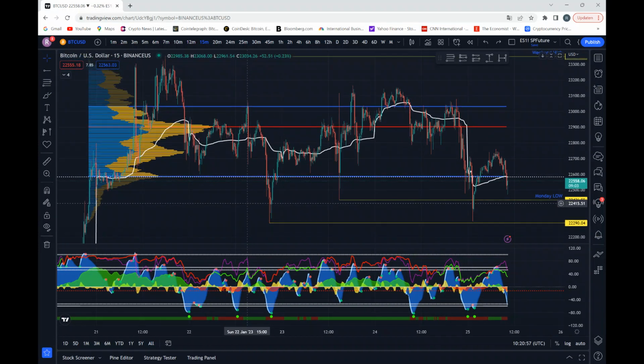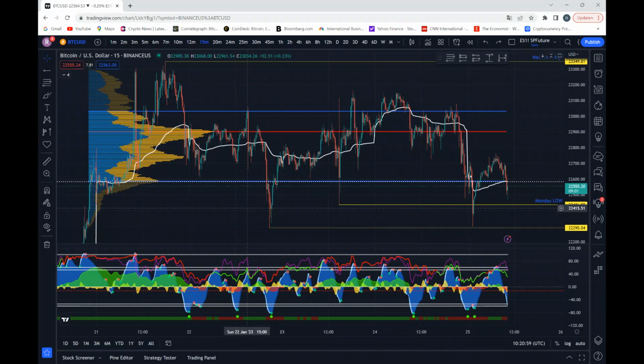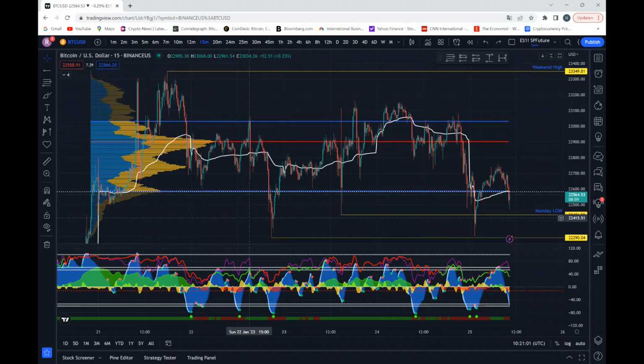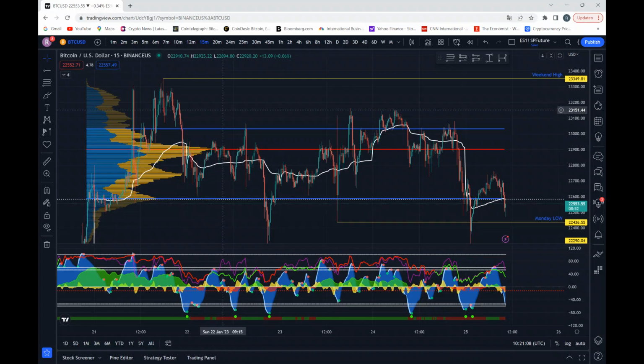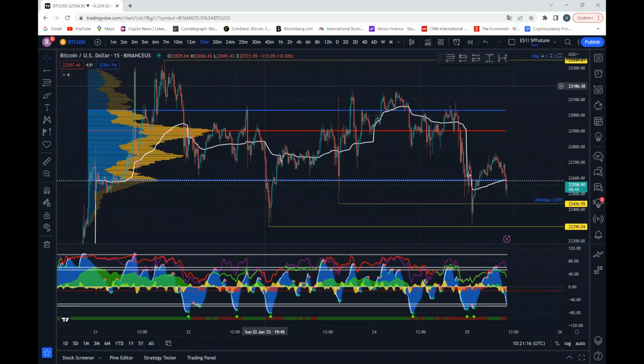You can also see that I have a volume profile, so you can see where the value area low, the high and the point of control are. The white line through my screen, that is the VWAP. Here on top you see the weekend high, that is at 23,349. It's a few dollars difference on the Bybit chart, but this is then Binance.